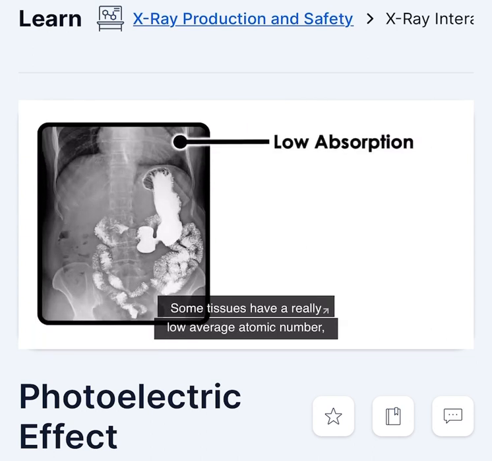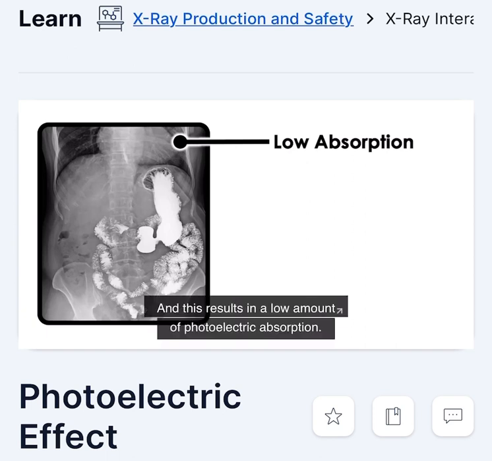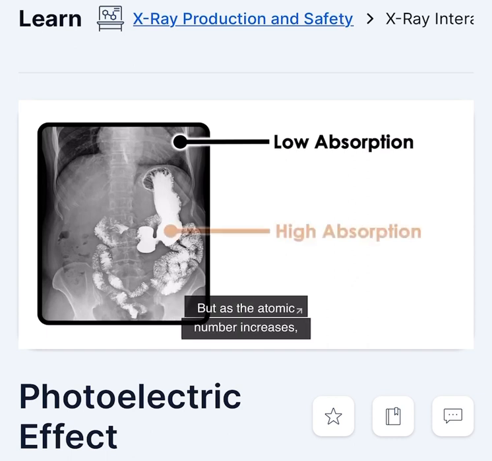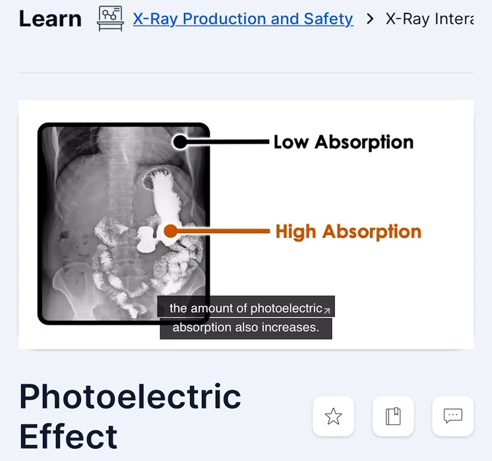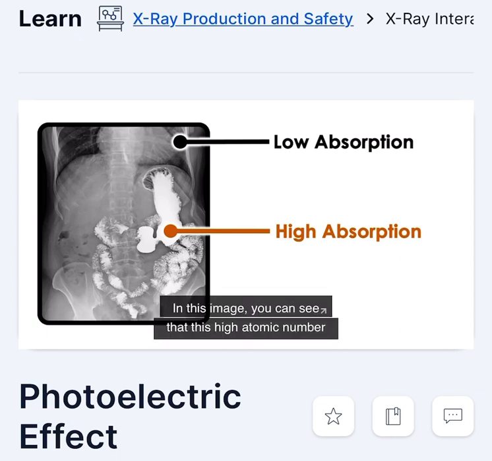Some tissues have a really low average atomic number, like the air in the lungs, and this results in a low amount of photoelectric absorption. But as the atomic number increases, the amount of photoelectric absorption also increases. This is actually why we use elements like iodine and barium, because they have a very high atomic number compared to the surrounding tissues. In this image, you can see that this high atomic number barium has resulted in a high level of absorption.